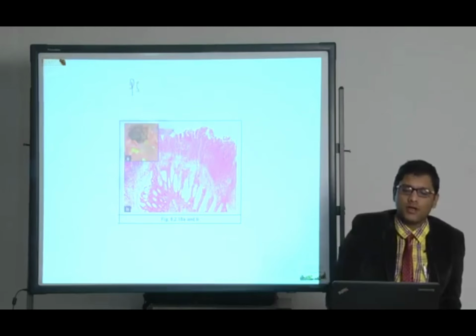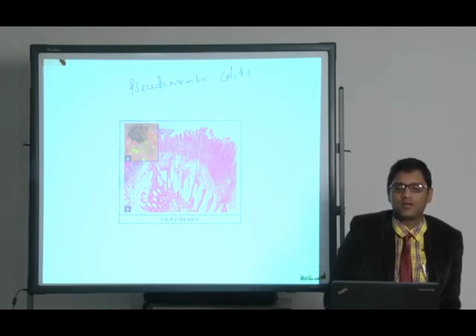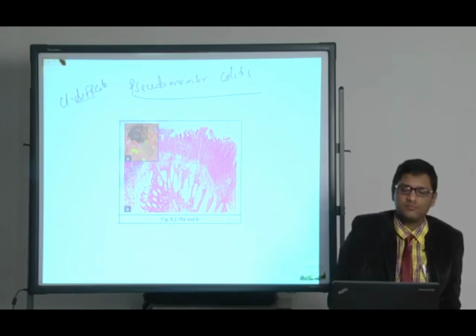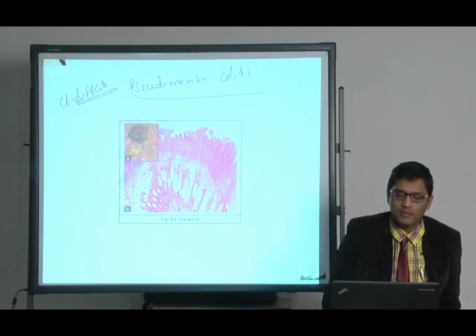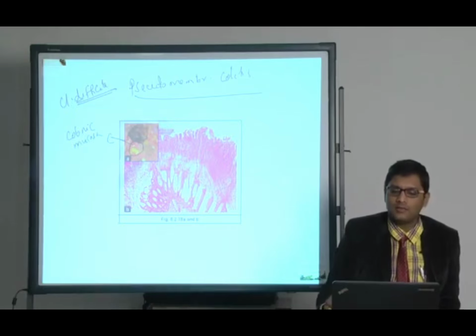This is pseudomembranous colitis. Agent is Clostridium difficile. So, these are the pseudomembranes on the colonic mucosa, and this is the histopathological feature.